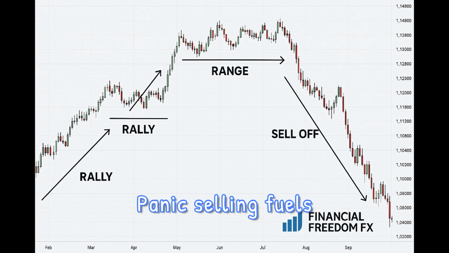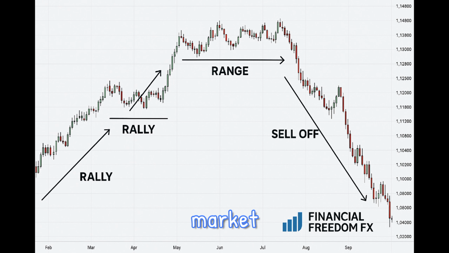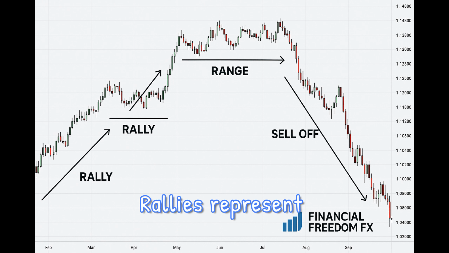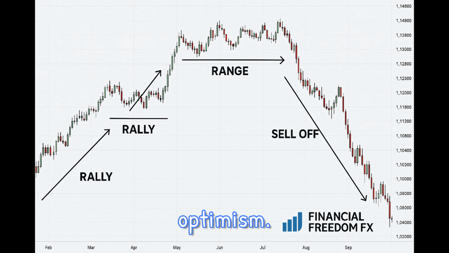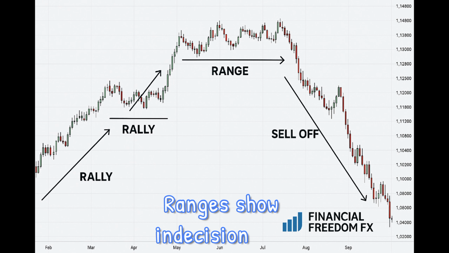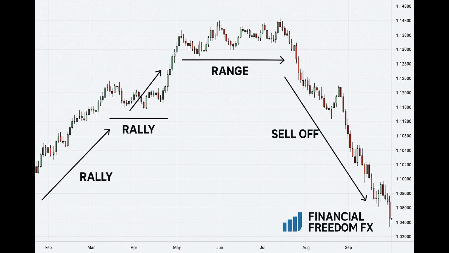Panic selling fuels the momentum further, and the market drops rapidly. This is not a correction, it's a full trend reversal. His chart shows the evolution of market sentiment. Rallies represent greed and optimism. Ranges show indecision and professional positioning. Sell-offs reflect fear and loss of confidence. Understanding this sequence helps traders avoid emotional decisions and stay aligned with market structure.